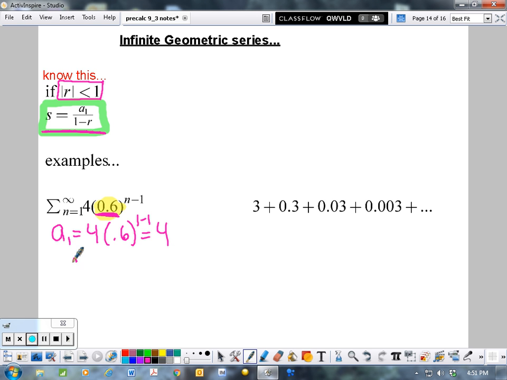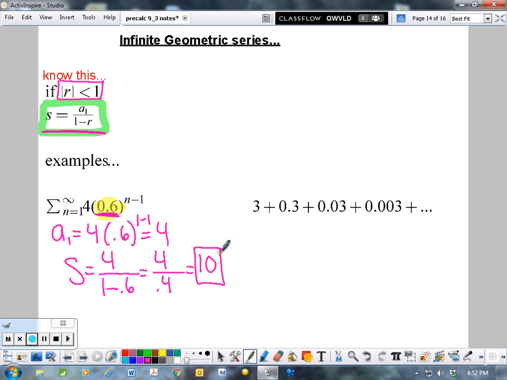And so my sum of the series is going to be the first term divided by 1 minus my r, 0.6. So this is going to be 4 divided by 0.4, which is going to give us 10. As I add more and more terms into that, it's going to get closer and closer to the number 10. If I keep going for infinity, it's going to give me that number.